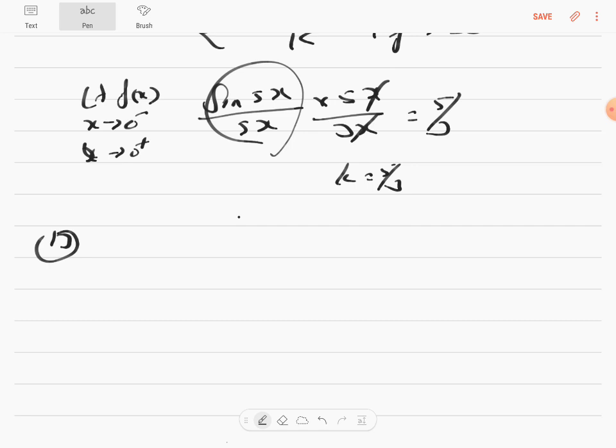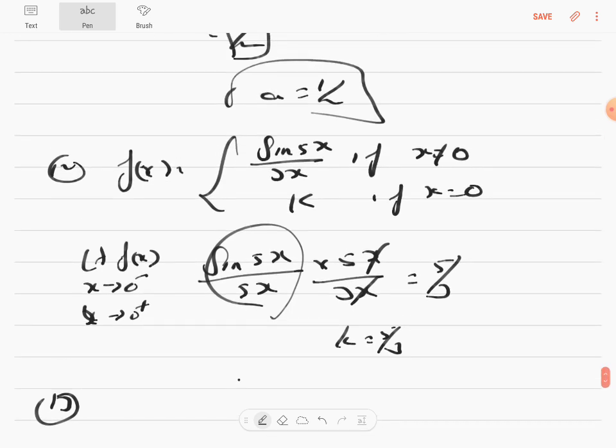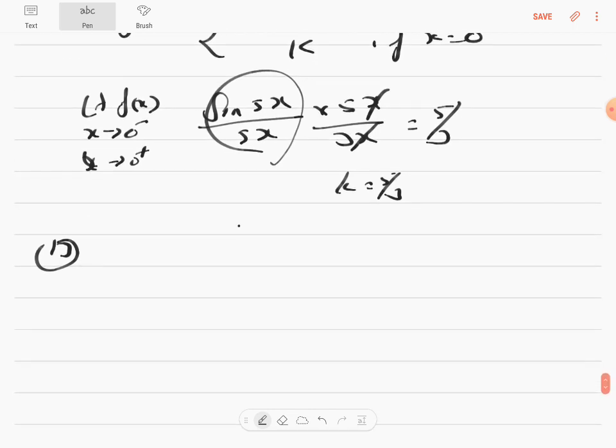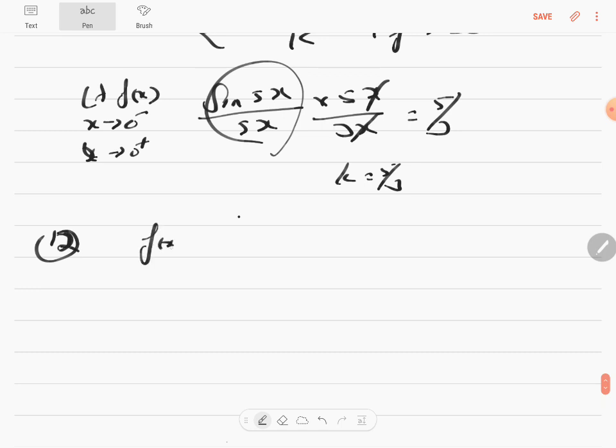Why am I writing sin 5x? I wrote the question as sin 5x, but the question actually is sin 3x by tan 2x. What am I saying? Correct only. So then I'm seeing the wrong questions here. 12th question: f of x is equal to sin 3x by tan 2x. Again, you'll find it very, very easy.